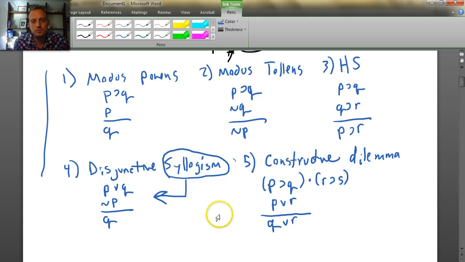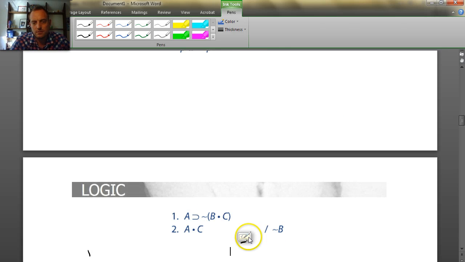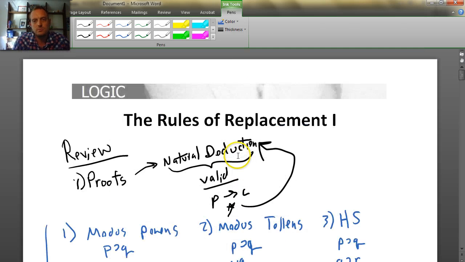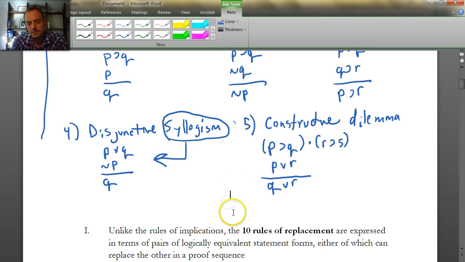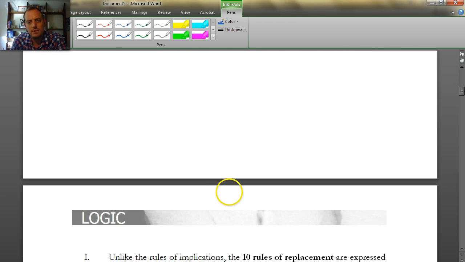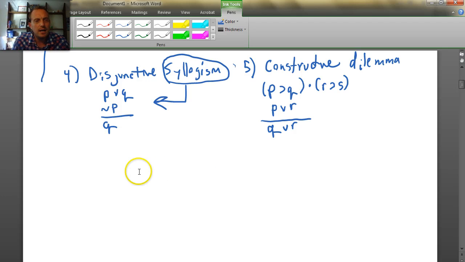Oops, I'm running out of room here. Oops, sorry about that. Give myself a little extra space here. Okay, so that's the constructive dilemma.